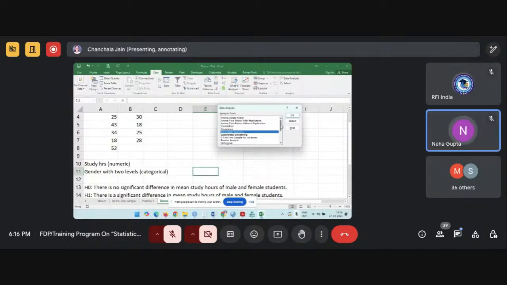Now we need to go down. There you can find that we have three varieties available in the t-test, which are t-test paired two sample for means, and so on. Our samples are not paired. One sample is of the male, one sample is of the female. So there is no pairing in the samples. That means this test will not be appropriate for us. Next two are the t-test two sample assuming equal variances and assuming unequal variances.